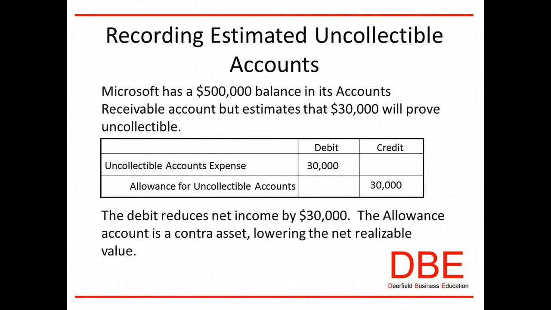Now the allowance for uncollectible accounts has a $30,000 credit, and this is a contra asset to the receivable. So the debit of $30,000 reduces income. The allowance is a contra asset, lowering the net realizable value. So if we were to look at the net realizable value of receivables now, we take the $500,000 that's in the AR account, and then the contra account, which is allowance for uncollectible accounts, with a balance of 30, we're now going to have a net value of 470.